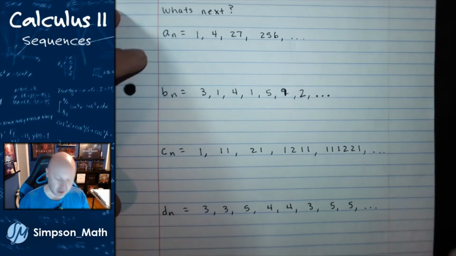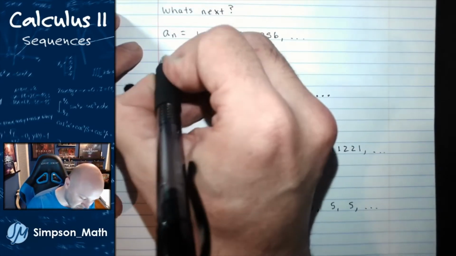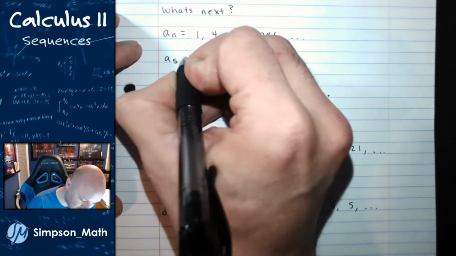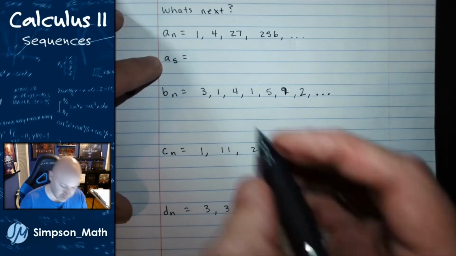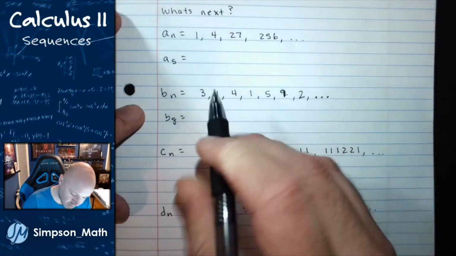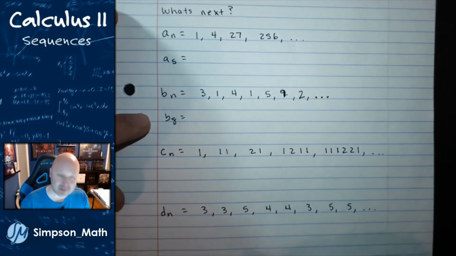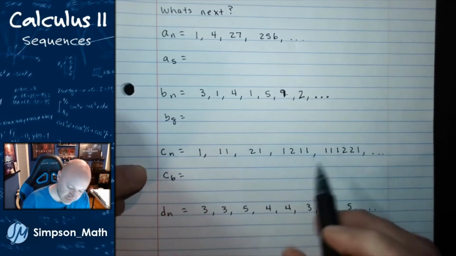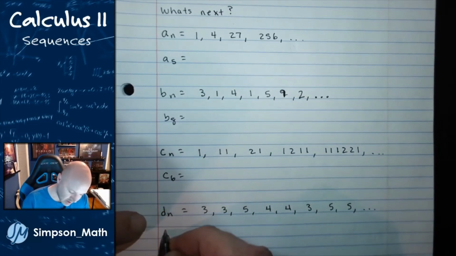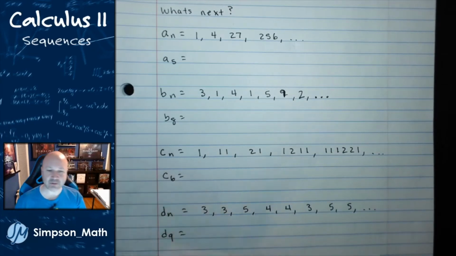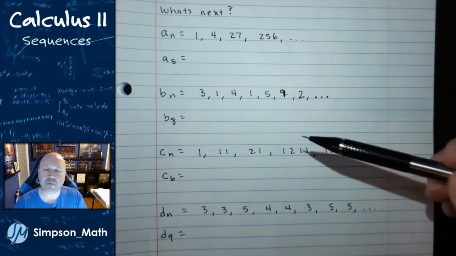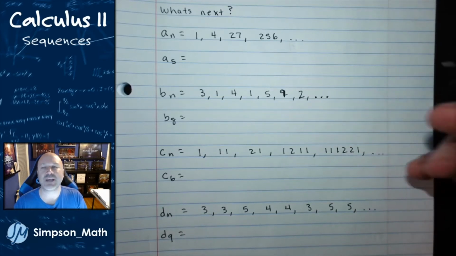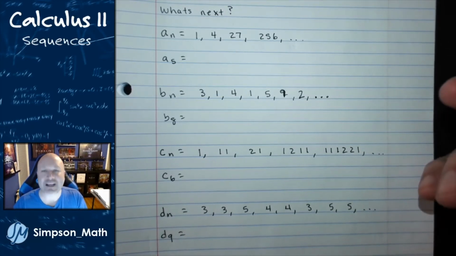So I'm very curious if you are, I don't want to say clever, if you are clever enough to find the 5th term of the A sequence, the 8th term of the B sequence, the next term or the 6th term of the C sequence, and the 9th term of this D sequence. I don't want you to come up with a recursive form. I don't want you to come up with a closed form. Just can you see a pattern and come up with the next term?